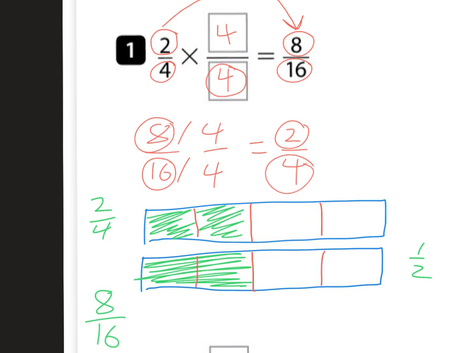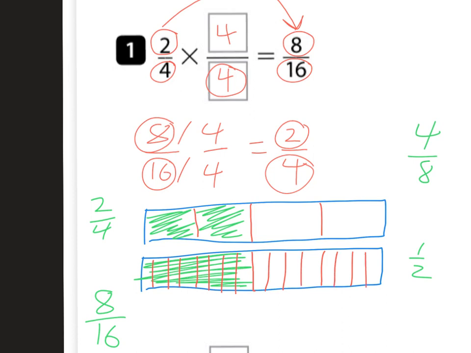We now have 2/4. So we now have 1, 2, 3, 4, 5, 6, 7, 8. So now we have 4/8. So there's another equivalent fraction. So 4/8. Let's go ahead and split it up. 2, 3, 4, 5, 6, 7.